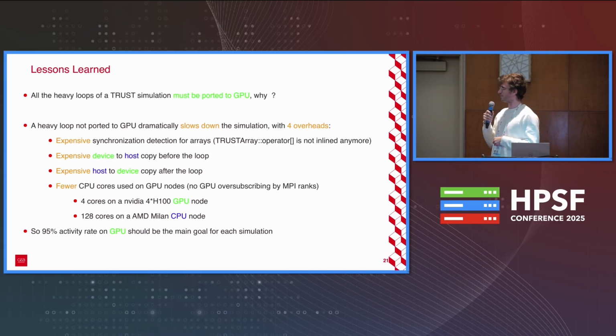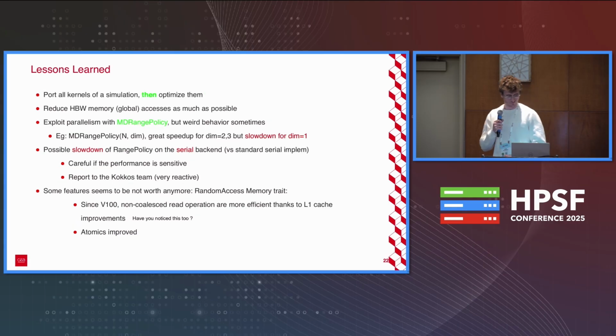So for us, a 95% activity rate on the GPU is the main goal for each simulation. So yeah, port all kernels of a simulation and then optimize them. It's only when you have everything ported that you want to fine-tune. Reduce high-bandwidth memory access as much as possible. Make accesses as coalesced as you can.